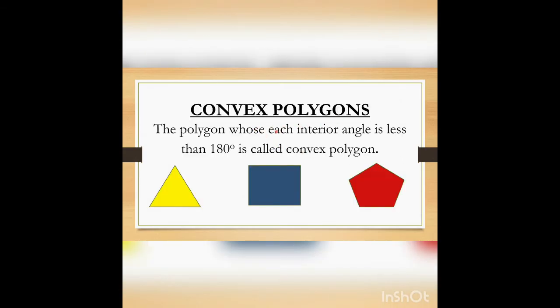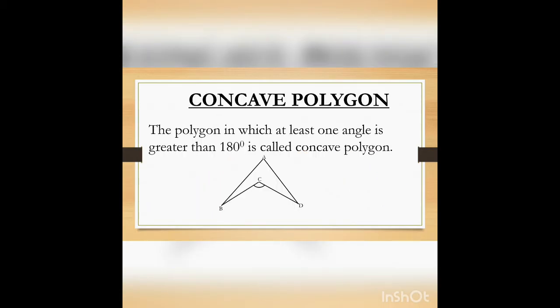Convex polygons. The polygons whose each interior angle is less than 180 degree are called convex polygons. Here are some convex polygons. Each of the interior angles you can see is less than 180 degree. Now concave polygon. The polygon in which at least one angle is greater than 180 degree is called concave polygon. Unless it is stated, a polygon means a convex polygon.